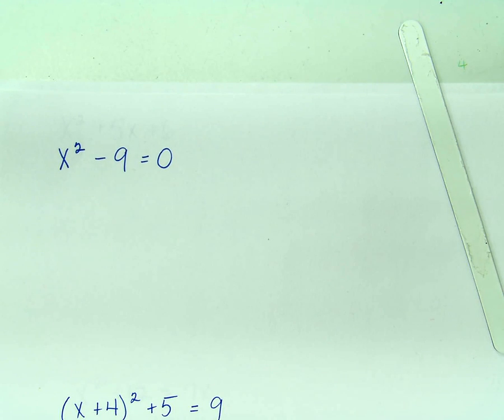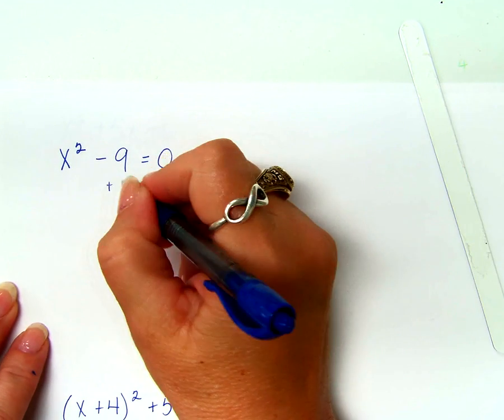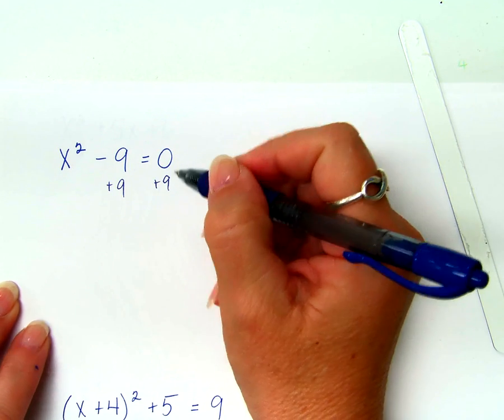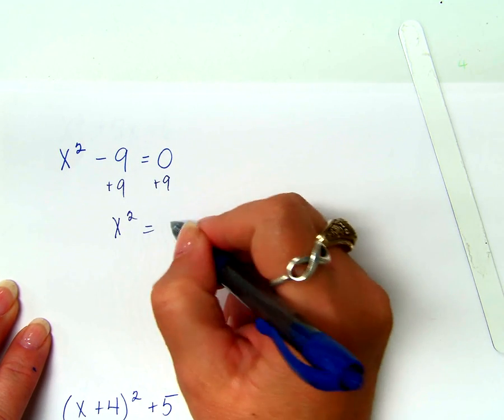Isolate it. So we want to add 9 to both sides. Yeah, fool. Did you just call me a fool? No, man. Okay. I called myself a fool. Okay. For calling you a fool. Okay.